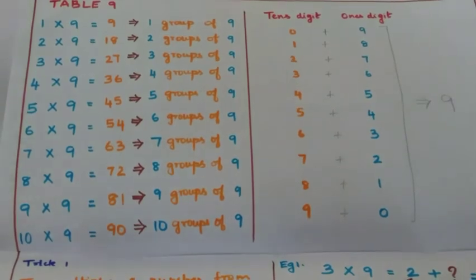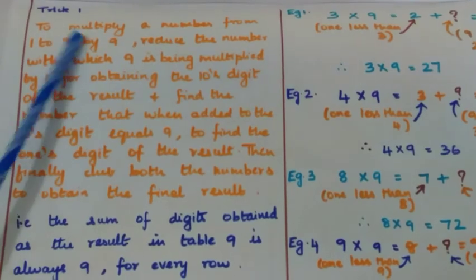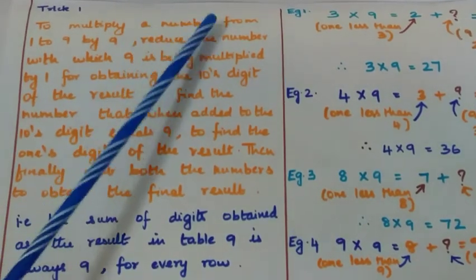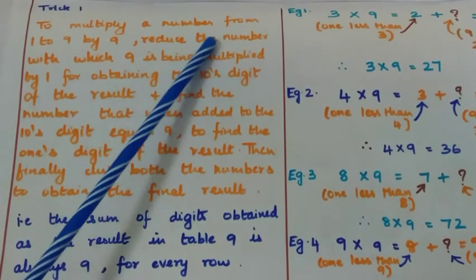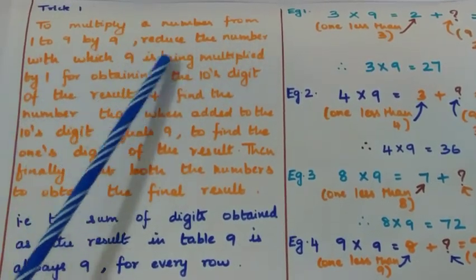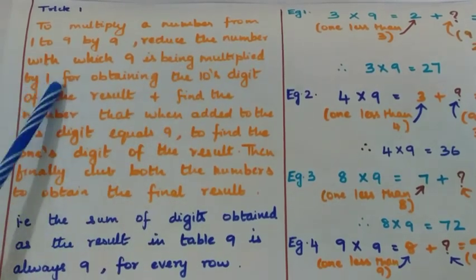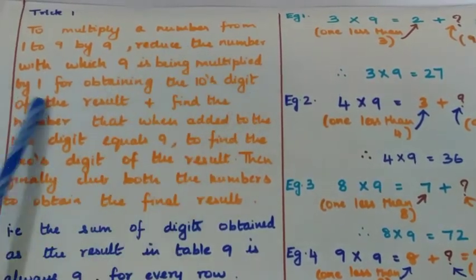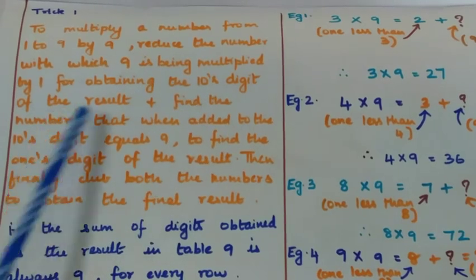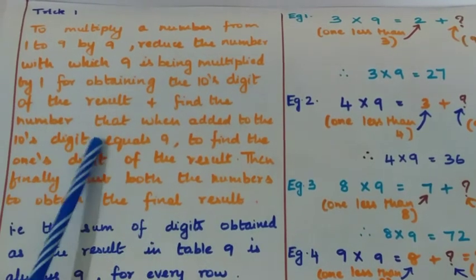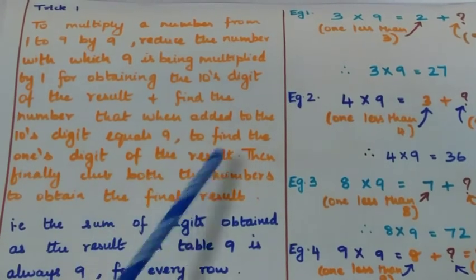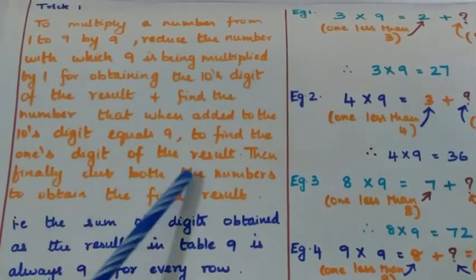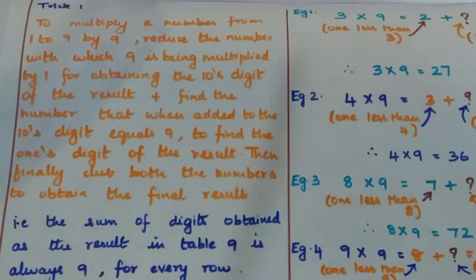So there are two approaches towards the learning of table 9. Now let's see the first trick. To multiply a number from 1 to 9 by 9, we need to just reduce the number with which 9 is being multiplied by 1 for obtaining the tens digit of the result, and find the number that when added to the tens digit equals 9 to find the ones digit of the result. Then finally club both the numbers to obtain the final result.